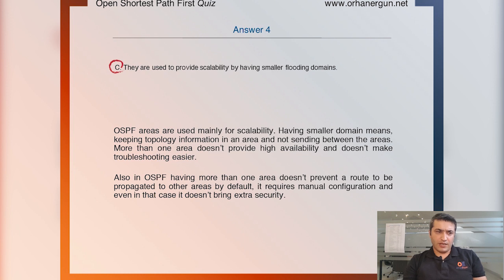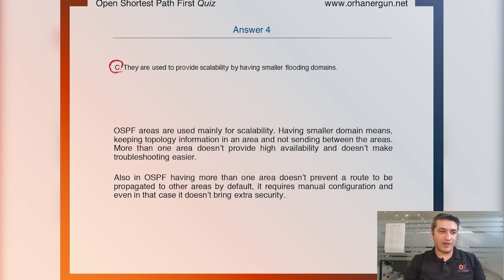Option B, they are used for easier troubleshooting. No, more areas, basically backbone and non-backbone, make troubleshooting a little bit harder anyway. Especially when you send a summarization from the backbone to non-backbone, or non-backbone to backbone, you need to configure more things: access list, prefix list, then tie them into the route map and apply this route map to an interface or routing process. Lots of configuration comes and it creates complexity, so it's not easier troubleshooting.